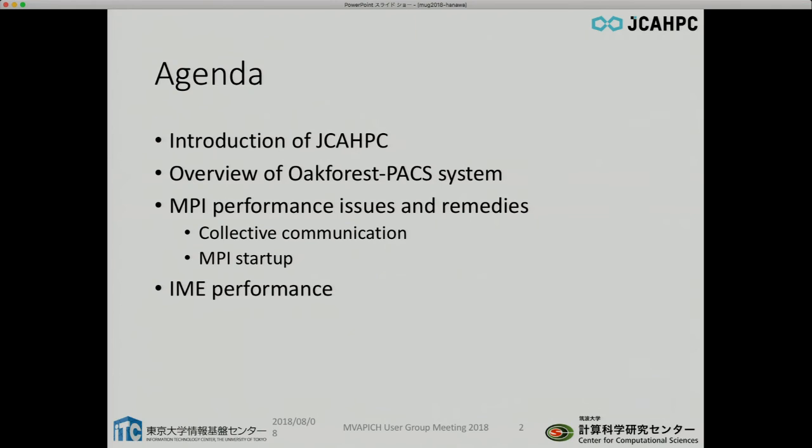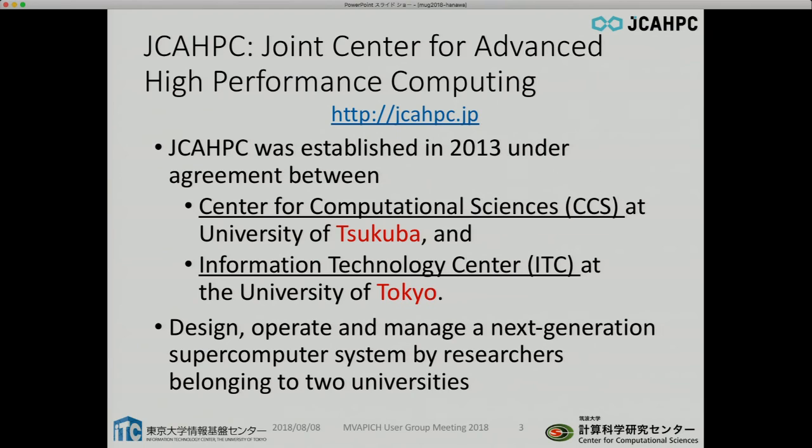So this is the agenda of my talk. First, I would like to introduce JCAHPC. JCAHPC stands for the Joint Center for Advanced High Performance Computing, and this organization was established to acquire the Oakforest-PACS system under the agreement between the University of Tsukuba and the University of Tokyo.